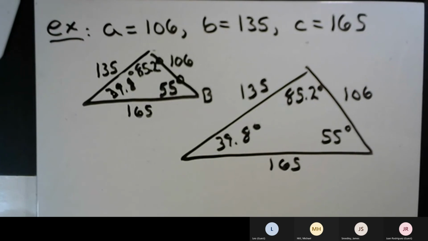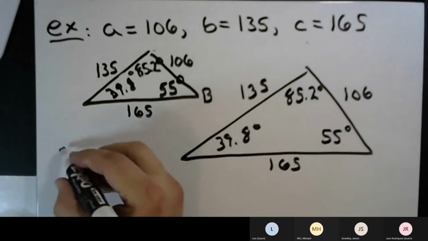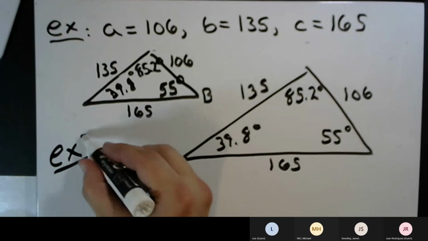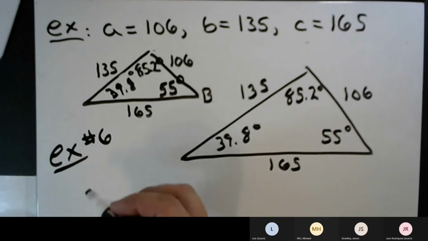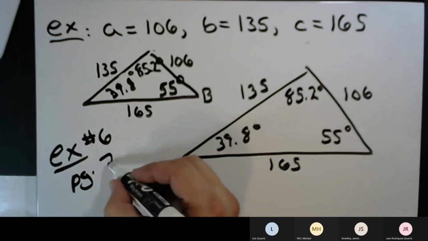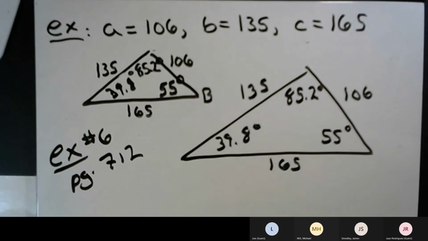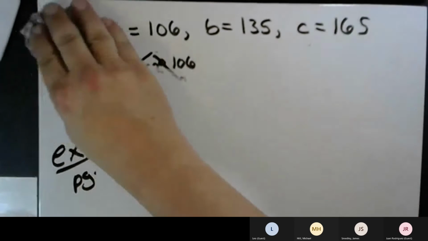Any questions about that? All right, well, I promised that'd be the last example. Unless you want me to do another one, I'll stick to that. If you want to look at one where they're looking for a side, look at example 6 in the text, and it's page 712. And it shows them looking for a side. But other than that, that's going to be it.